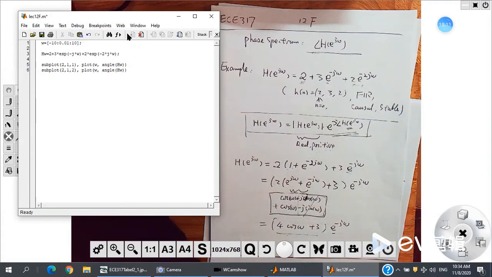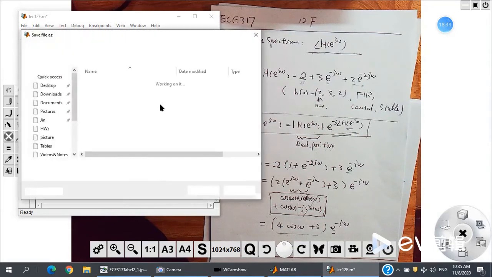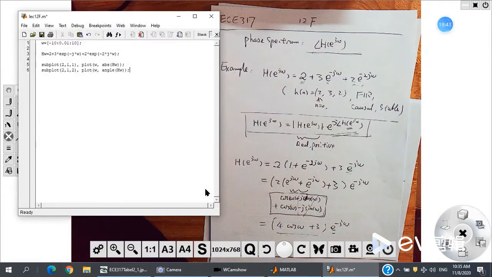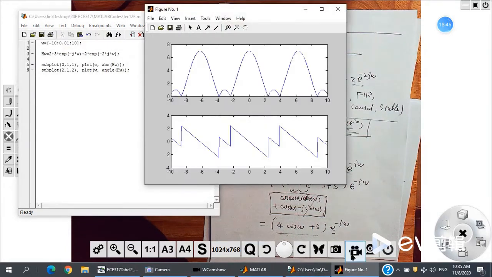So the first one, I give the absolute value. The absolute value is the magnitude, and angle is the phase. Okay. Run it. Save it. Alright, this is the graph.